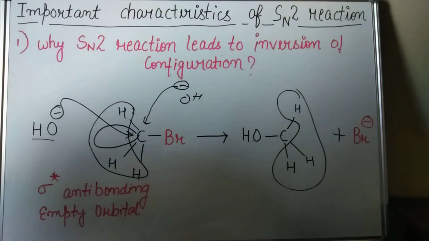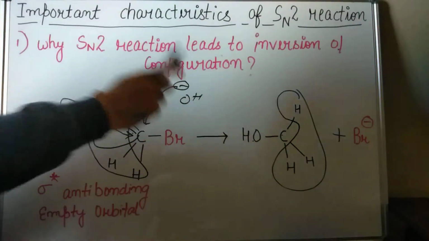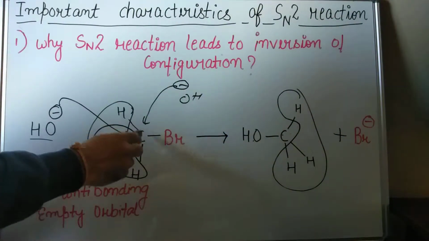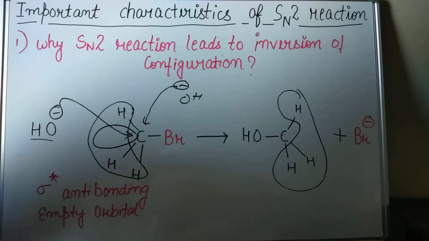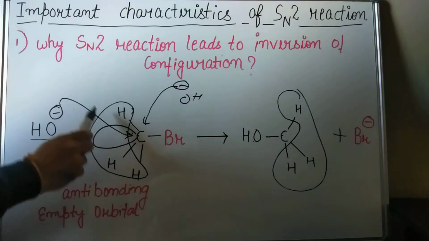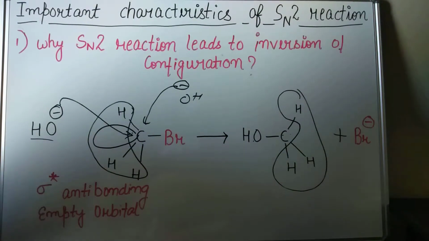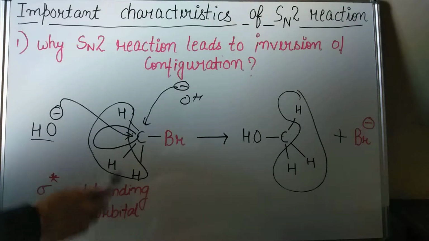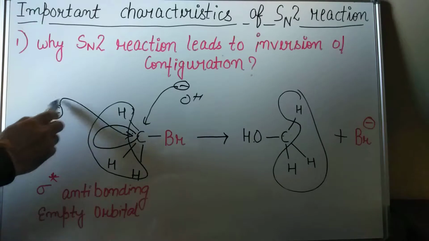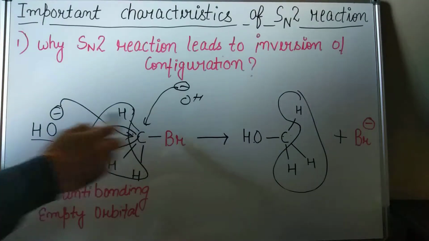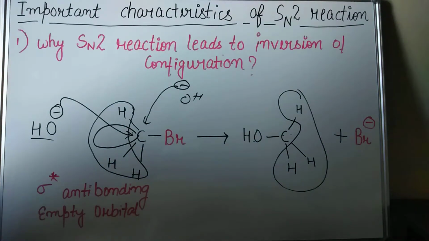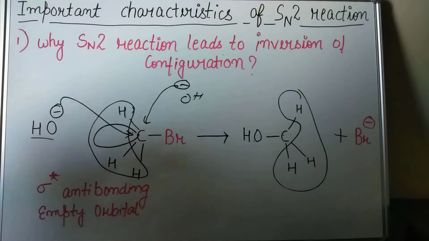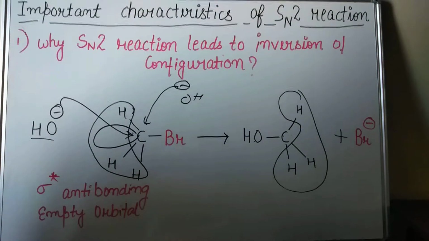I'm going to repeat one more time. OH negative, which is a nucleophile, never attacks from the side where the C-Br bond is situated. It always attacks from the back side of the C-Br bond. And the reason for that is that the empty sigma star antibonding orbital, which takes these electrons, is also situated on the opposite side of the C-Br bond. So I'm sure by now you know what is the reason for inversion of configuration in SN2 reaction.